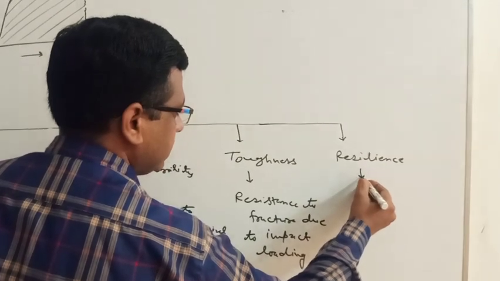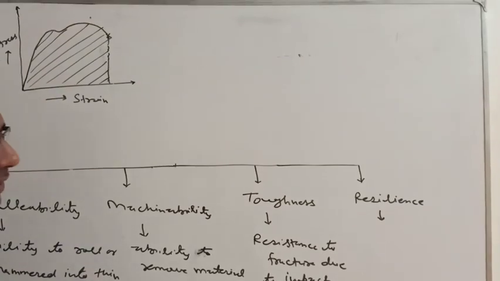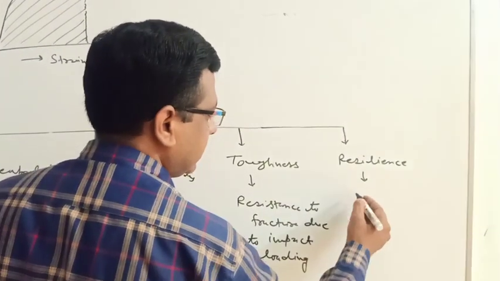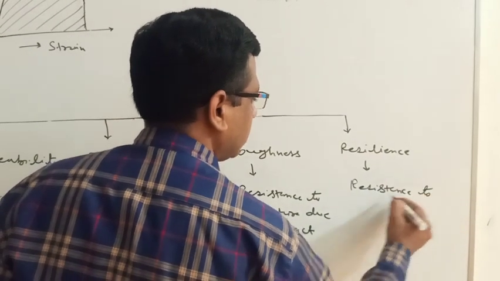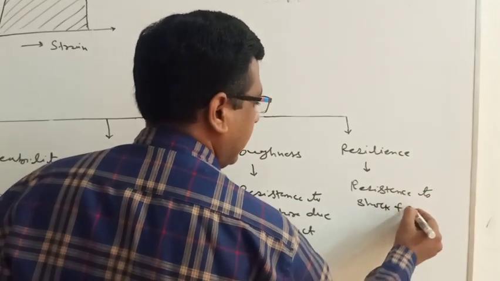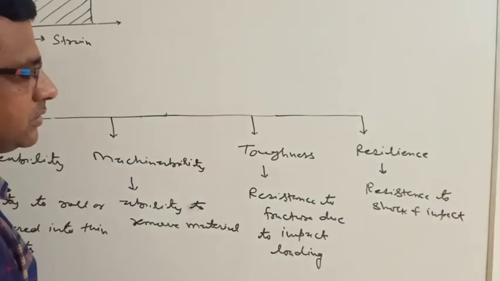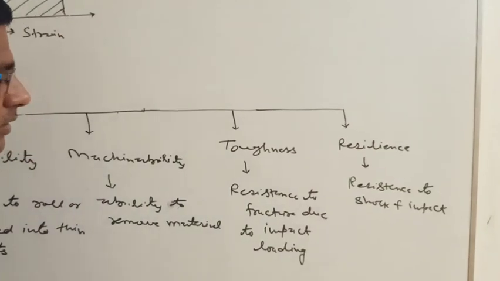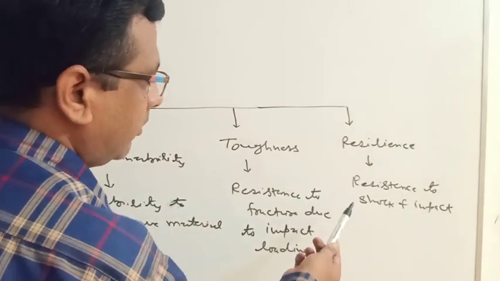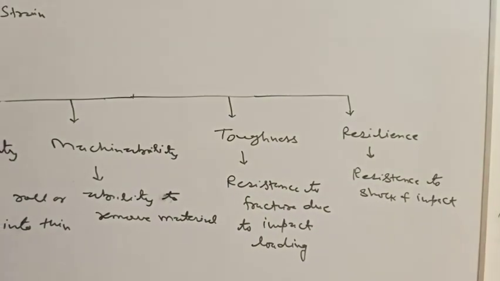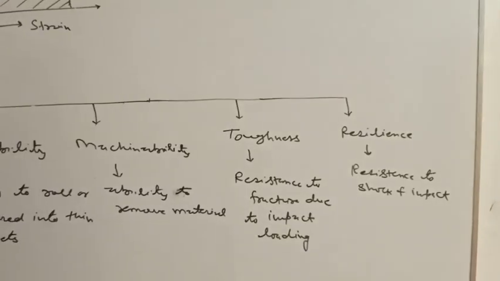Resilience is also a shock resistance property. It means resistance to shock and impact. If a material is subjected to shock and impact loadings, then we require this property, the resilience property, and it is a very important property when we are designing springs. And this is also defined in terms of the energy absorbed.